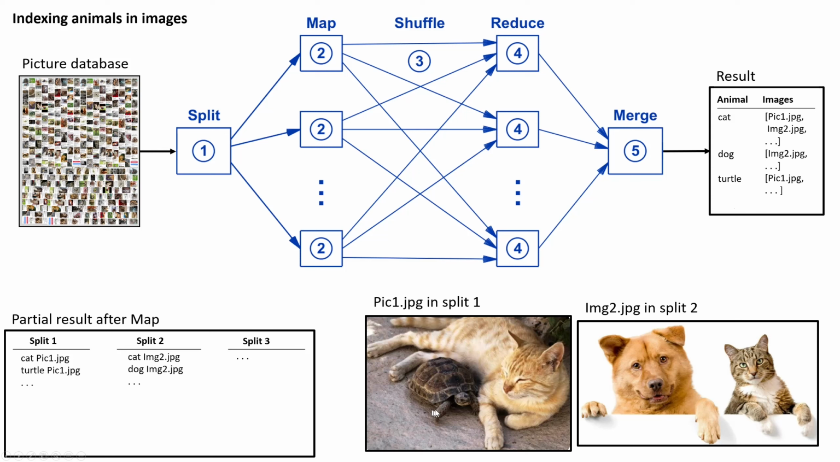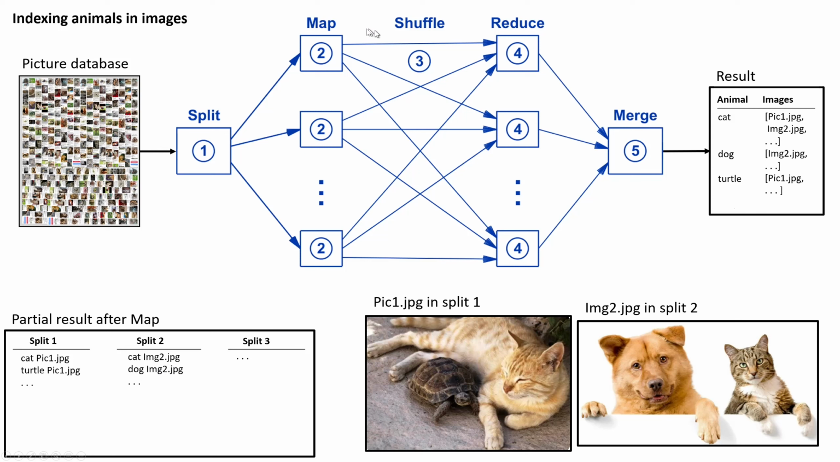So this picture has a turtle and a cat, so on the first map instance we're going to have a result saying that cat appears in picture 1.jpg, and then turtle also appears in picture 1.jpg. And then the second map instance will receive image 2.jpg, and then it will identify that it has a cat and it has a dog, and it will generate these partial results.